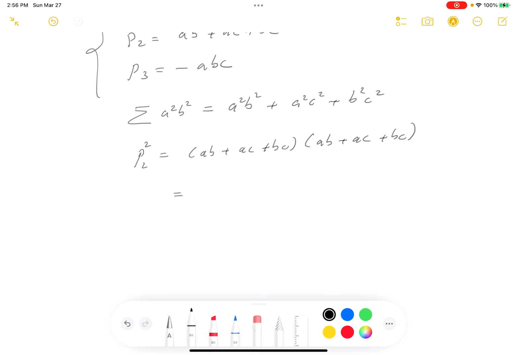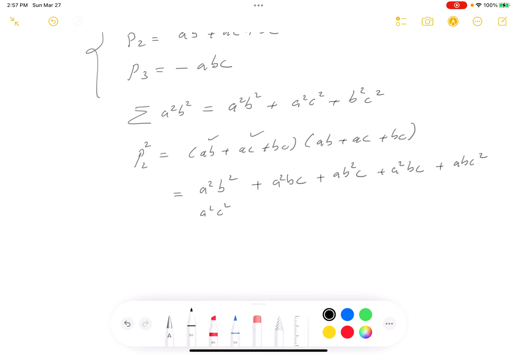Let's write it down. You certainly get a squared b squared. I definitely want that. Then what do you get? You get plus a squared bc plus a b squared c. Let's do the next one. I just did that. The next one is going to be a squared bc. Then you get a squared c squared, and then you're going to get abc squared.